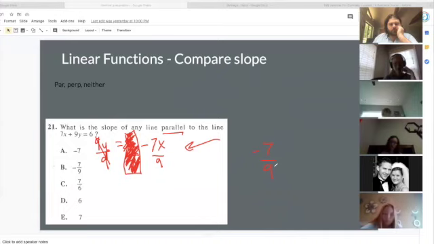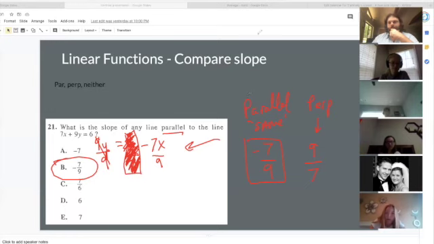I was going to say 9/7, but I don't see that answer. Well, they're nice. They should have put 9/7. They should have been brutally mean there and tricked you. So remember, parallel means the same slope. Oh, yeah, -7/9. So we're going to go with that. If it said perpendicular, that would have been your 9/7 choice. Good. So we're going to go with B.